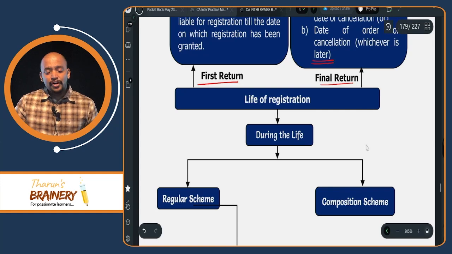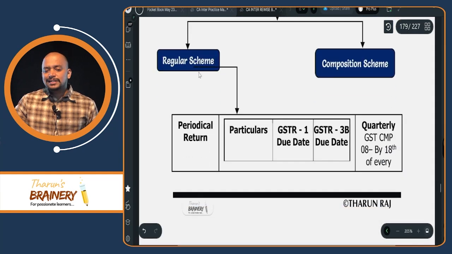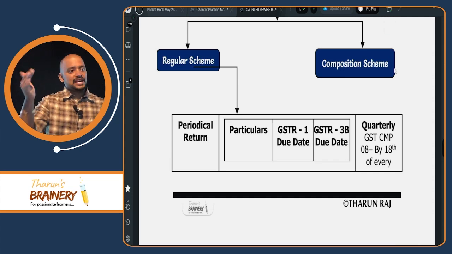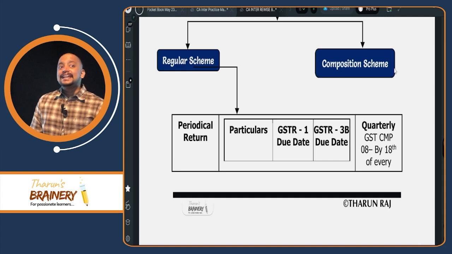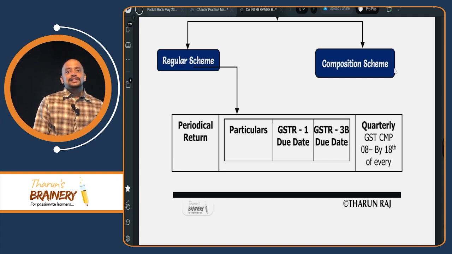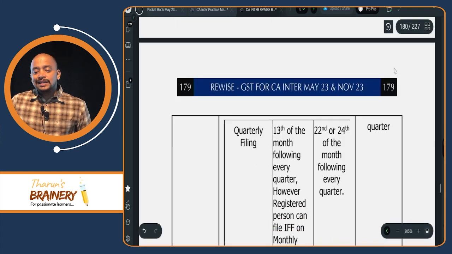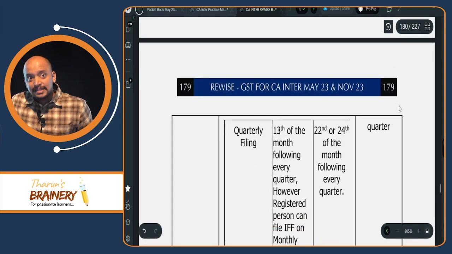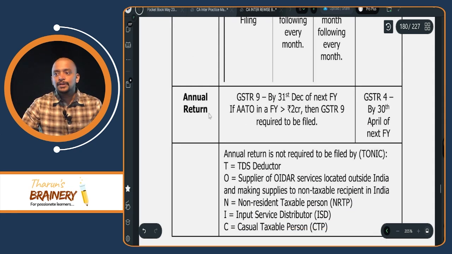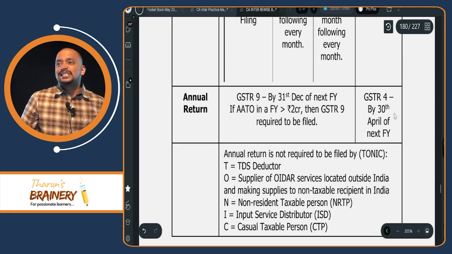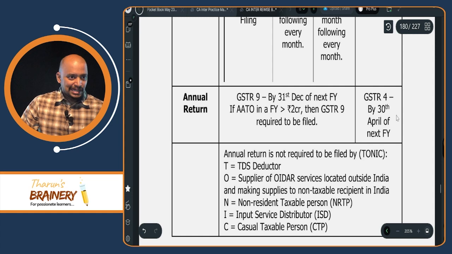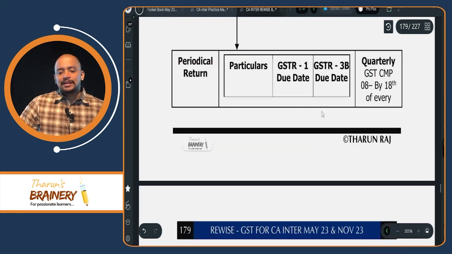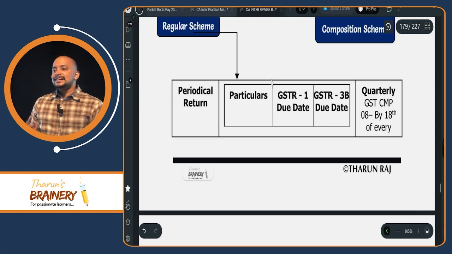Now, during the life of registration, under the regular scheme and the composition scheme, we will be filing returns. First, the composition scheme, which we have already completed. What is the return to be filed by a person opting for the composition scheme? CMP 8, on a quarterly basis by 18th of the month following every quarter. Plus, a person opting for the composition scheme will file an annual return in GSTR 4, by 30th April of the succeeding financial year.